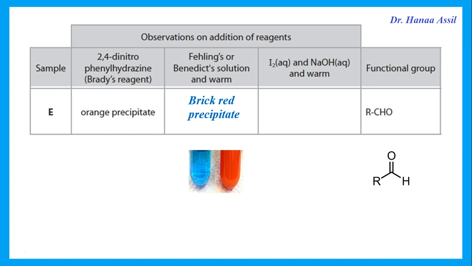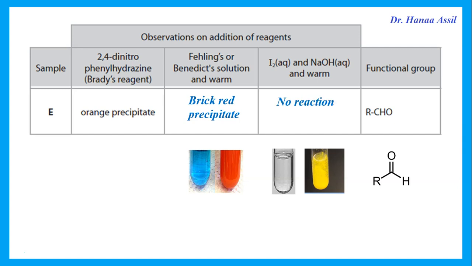Now, iodine with sodium hydroxide. We said the iodoform test is a test for what? It's a test for C double bond O CH3. Do I have that group? No, I don't have that group, so my solution will remain colorless. There is no reaction, no precipitate is formed.